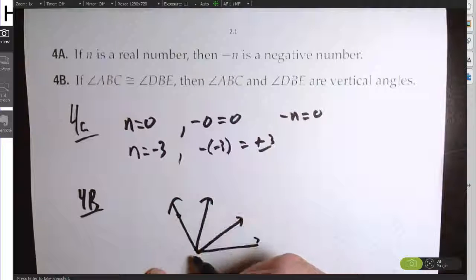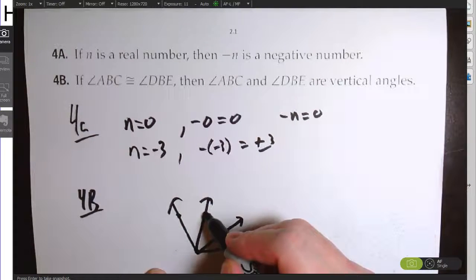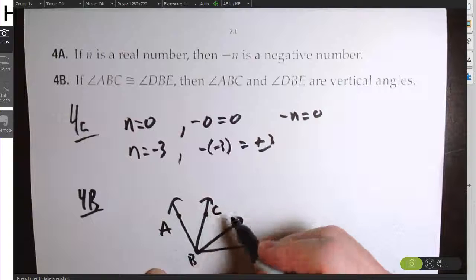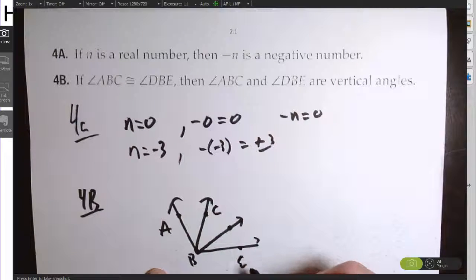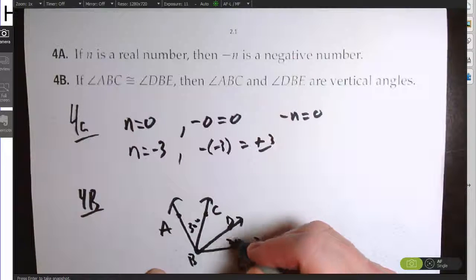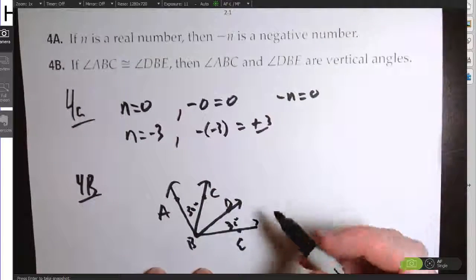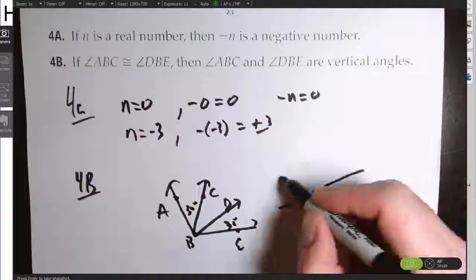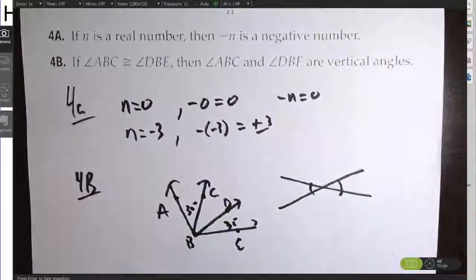So here's A, B, C, and this is D, B, E. Okay, so D, B, E. So if these are like 30 degrees, they're both congruent. Sorry, they're both congruent, but they're not vertical angles. Vertical angles would have to be something like this, okay, which they're not.